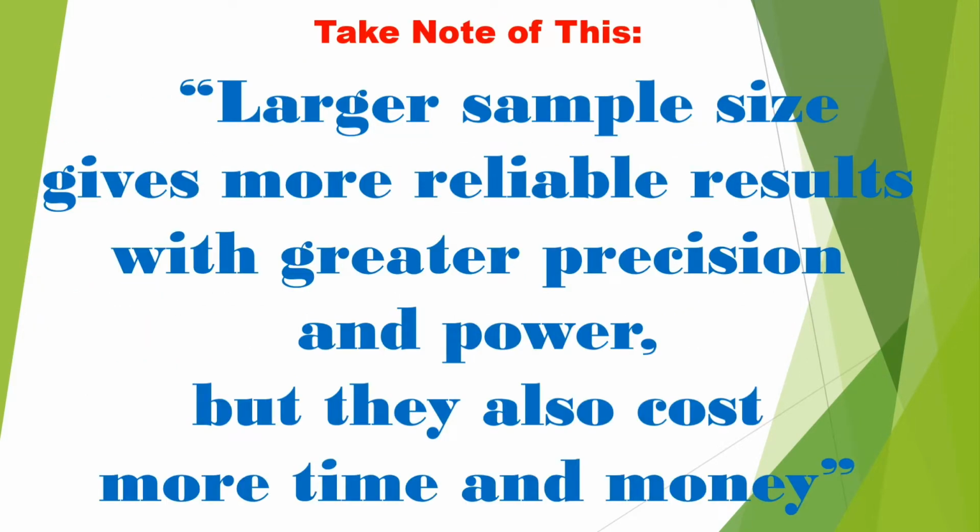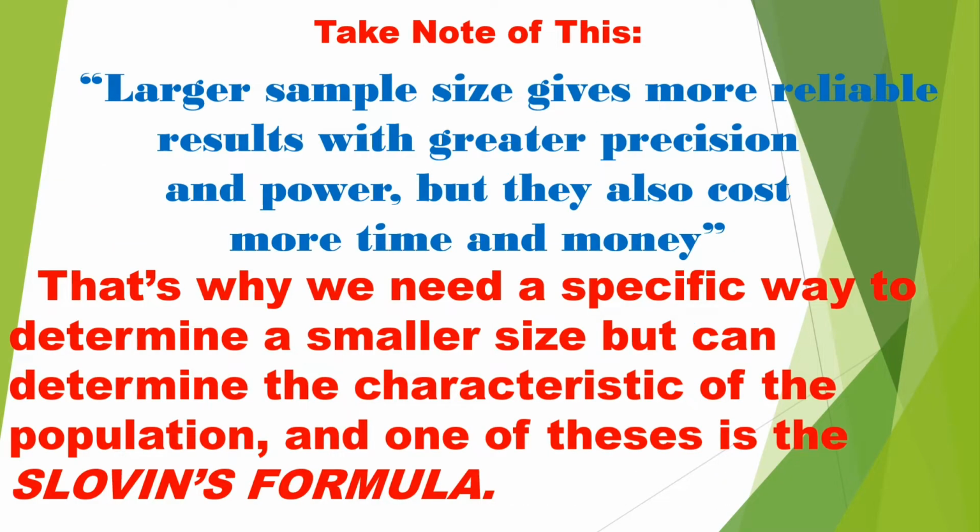Larger sample size gives more reliable results with greater precision and power, but they also cost more time and money. That's why we need a specific way to determine a smaller size that can still determine the characteristics of the population. And one of these is Slovin's formula.